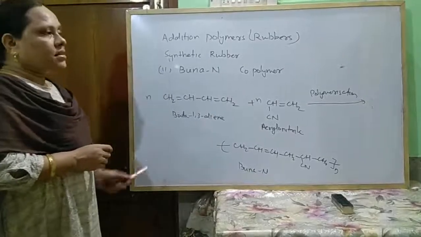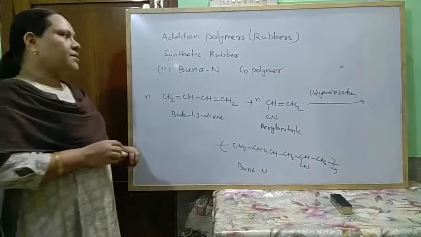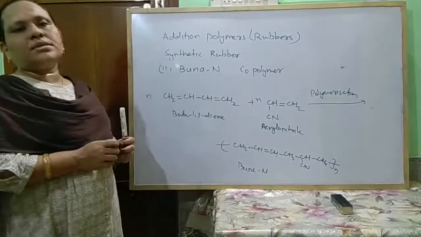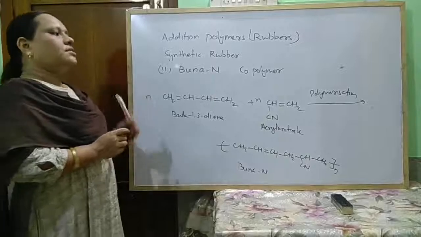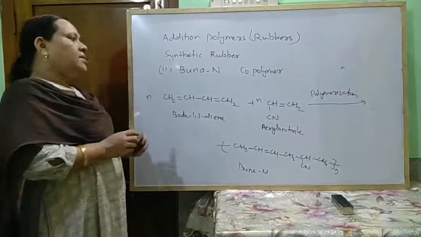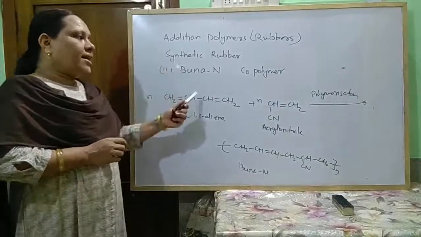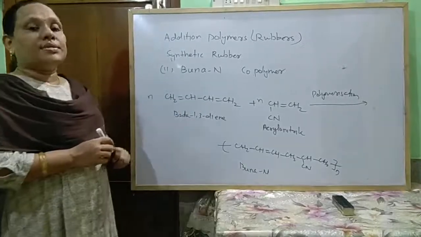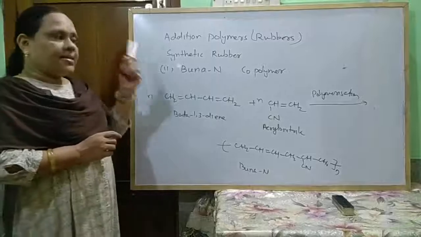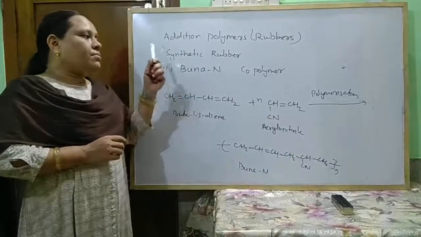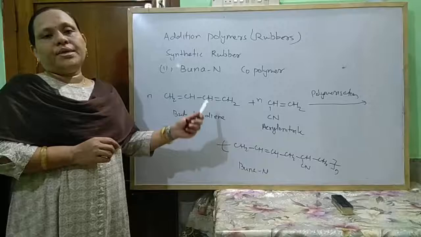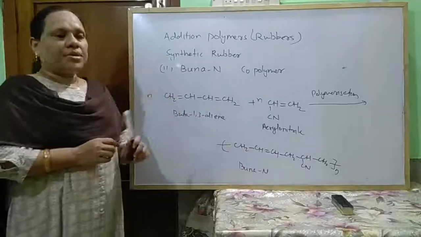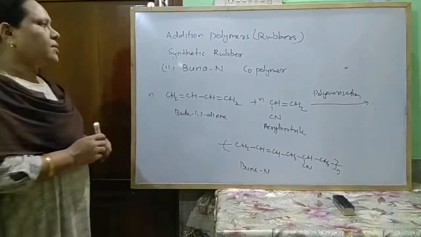Okay, so these are some addition polymers. Some addition polymers are copolymers, some are homopolymers. So Buna S, Buna N, these are copolymers, but PVC, ethylene, and neoprene and polyisoprene, all these are homopolymers.